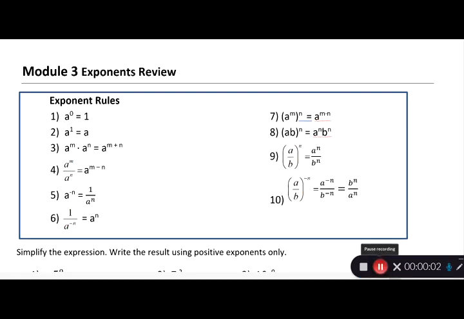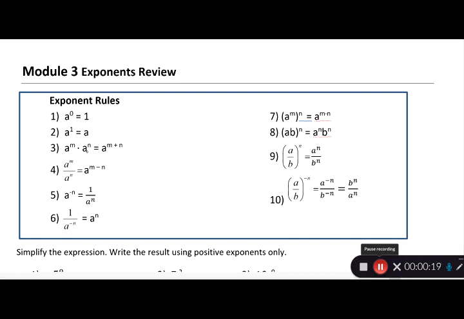In this video, we're going to be doing a review of the exponents from Module 3. So you can see here in this box, we have all of the rules for the exponents. So anything to the 0 power is 1. If it just says a, it's a to the first power.